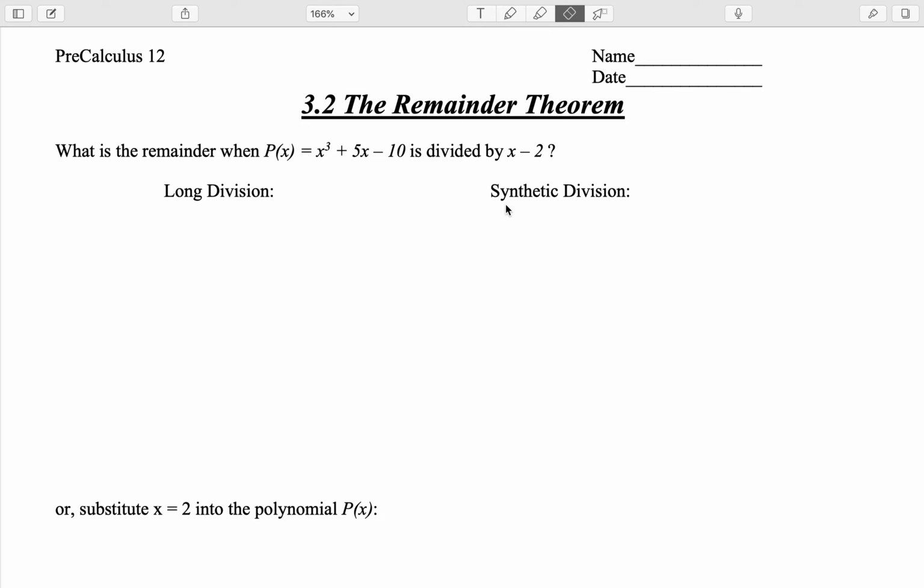Section 3.2. This is the remainder theorem. So the remainder theorem is a theorem for finding the remainder. Now, we already know how to find the remainder, remember? Let's say you've got this polynomial, and you want to divide it by this divisor.